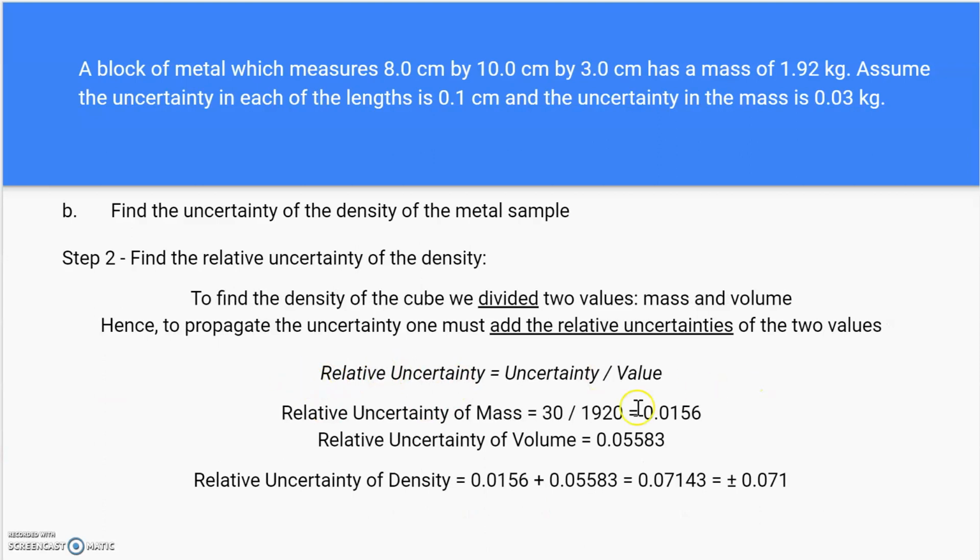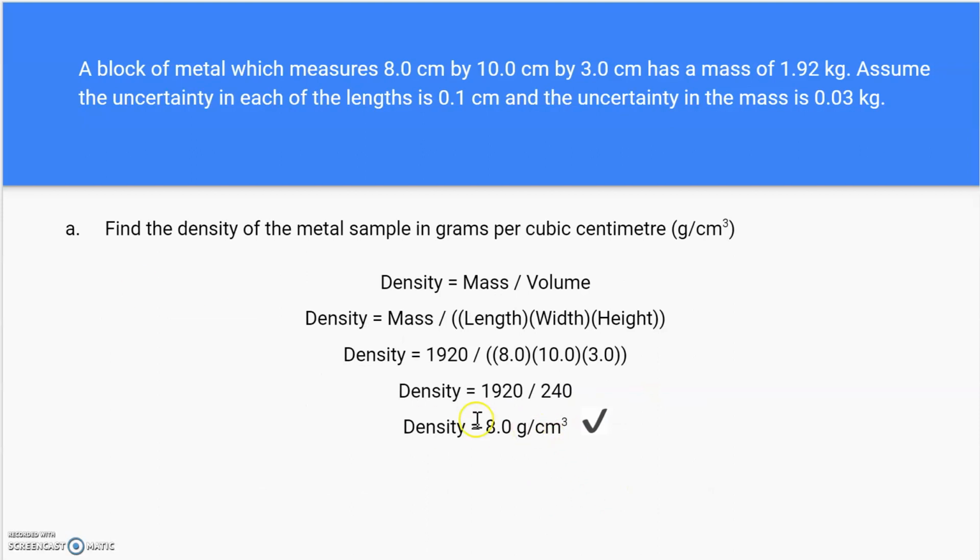So the equation is the same. Relative uncertainty equals uncertainty divided by the value. We already have that relative uncertainty of the volume, which is plus minus 0.05583. Now let's calculate the relative uncertainty of the mass. So that relative uncertainty of the mass would be that uncertainty that is given to us, 0.03, divided by 1.92. However, we need to change all of that to grams, as our final density result was given in grams per centimeters cubed, because that's what is asked.